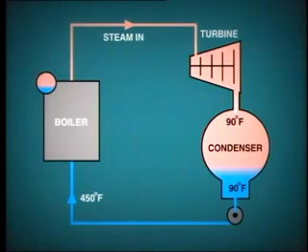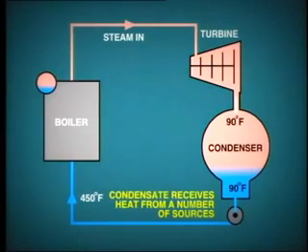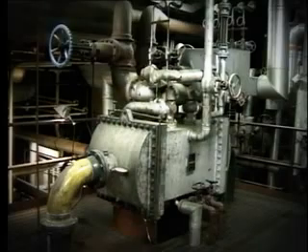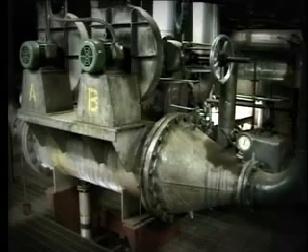During its passage from the condenser hot well to the boiler feed water inlet, the condensate receives heat from a number of sources. Initially, a small amount of heat is picked up as the condensate passes through the steam air ejector condenser and from here through the gland steam condenser.